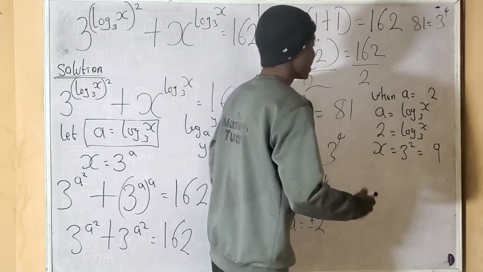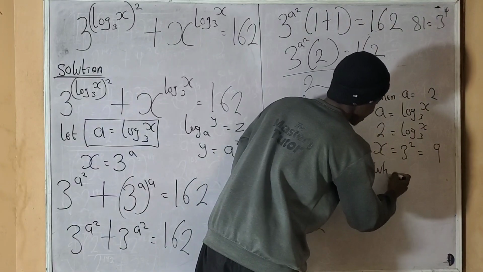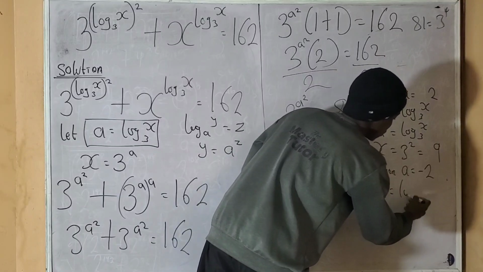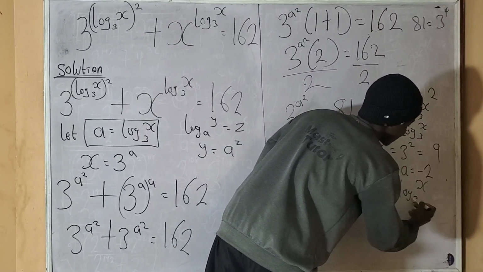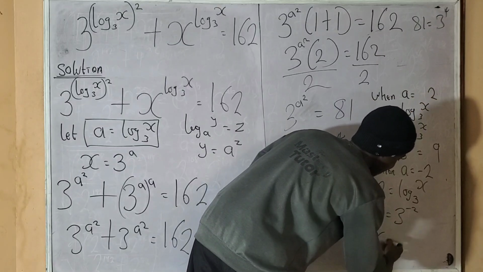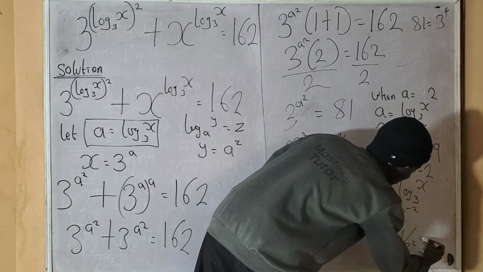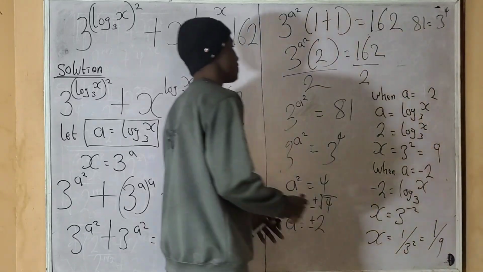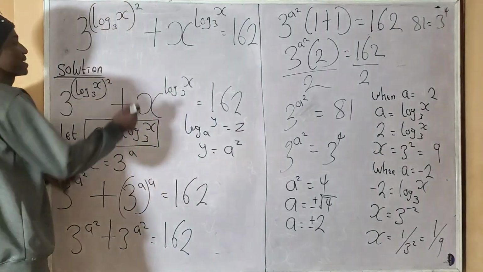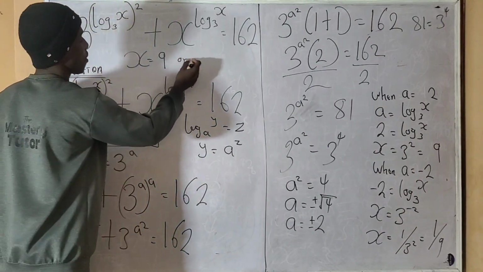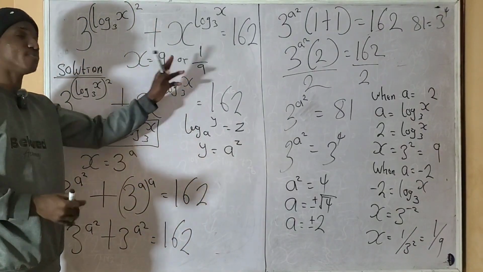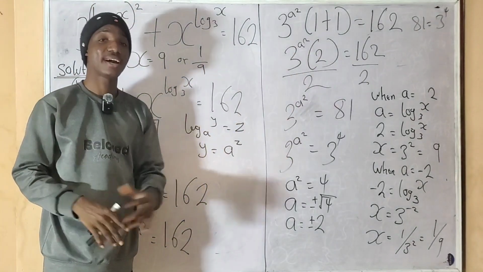Are you getting it? So let us get the value of x when a equals negative 2. I'm going to have negative 2 equals log x base 3, right? Yes. So x equals 3 raised to the power of negative 2. x equals 1 over 3 squared. That is what? 1 over 9. So the values of x that satisfy the equation are x equals 9 or 1 over 9. You plug in each of these values of x, and you're going to obtain 162 as your answer.